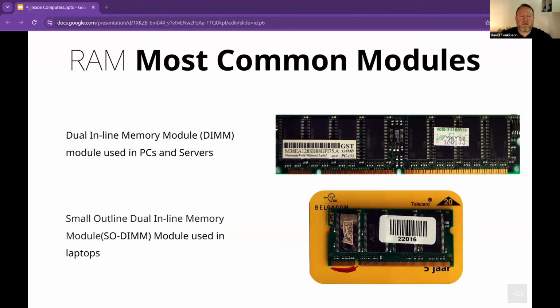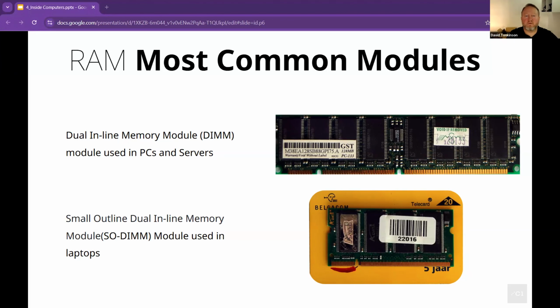And then we come to things such as the small outline dual inline memory module. So that's a SODIMM. SODIMMs are basically used for laptops and smaller devices. And as it says on the tin, they are smaller. You need more compact. Do they have less memory on them? No, they can contain as much memory, but you can imagine you are trying to pack it into a smaller device, and therefore it's tougher for them. So those are the two common memories that you will have in your systems nowadays.